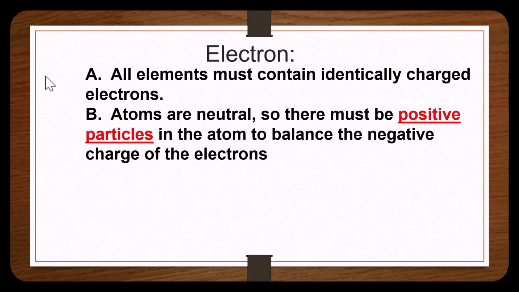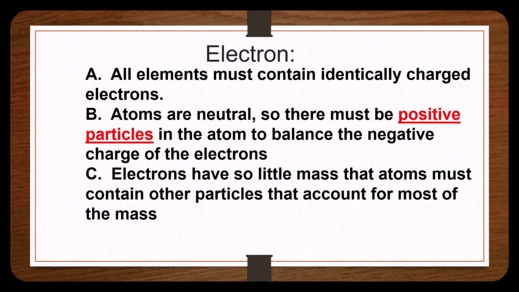All elements must contain identically charged electrons. We know this from the cathode ray experiment from J.J. Thomson in the late 19th century. Atoms are neutral, so there must be a positive particle in the atom to balance out the negative charge from the electron. Electrons have so little mass that the atom must contain other particles to account for most of the mass.